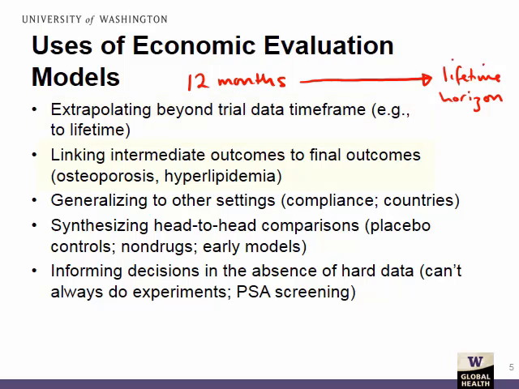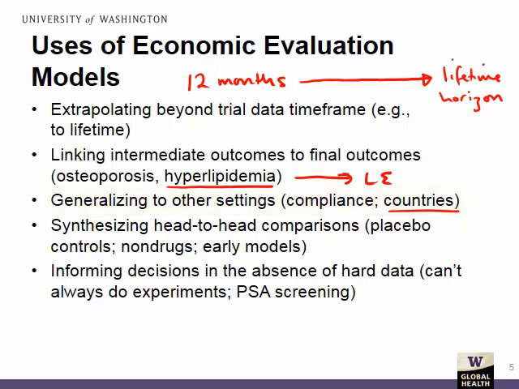The other one is to link intermediate outcomes like hyperlipidemia to final outcomes like life expectancy. So maybe a trial measures hyperlipidemia, but you want to measure the impact of the intervention on life expectancy. So you can use a model to bridge that gap again. Models can also be used to generalize to other settings. Maybe the trial was performed in one country, and you can build a model that tries to see the potential impact of the intervention in another country.